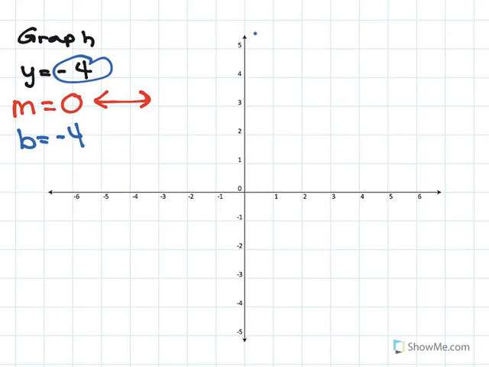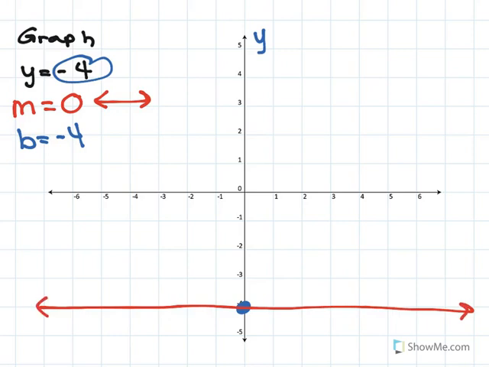So again, we're going to look at the y-axis. We're going to find -4, put our dot, and we know that the slope is 0, so we're going to draw a straight line going through that dot. And that will be our graph of y equals -4.